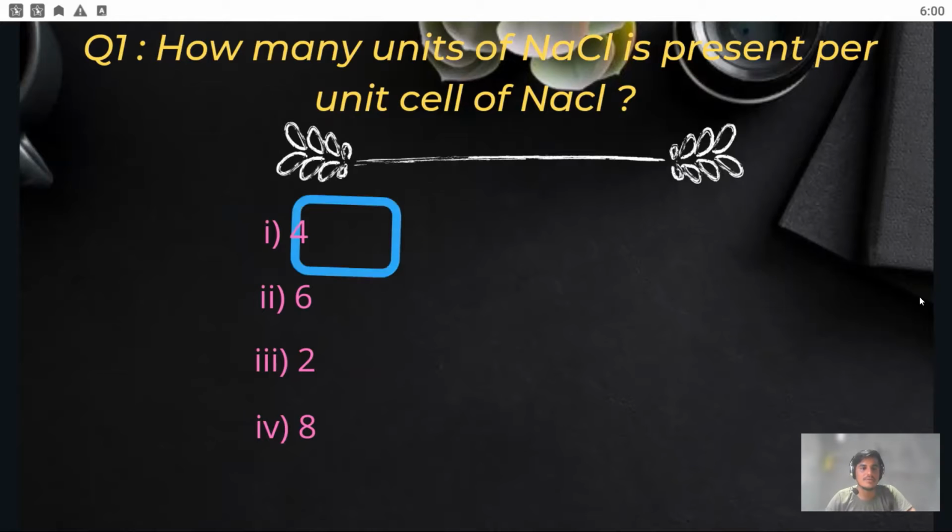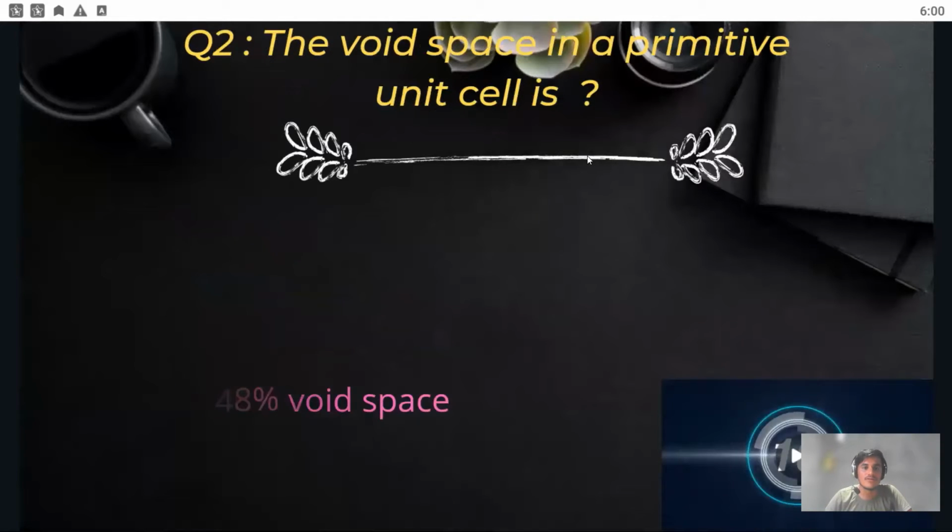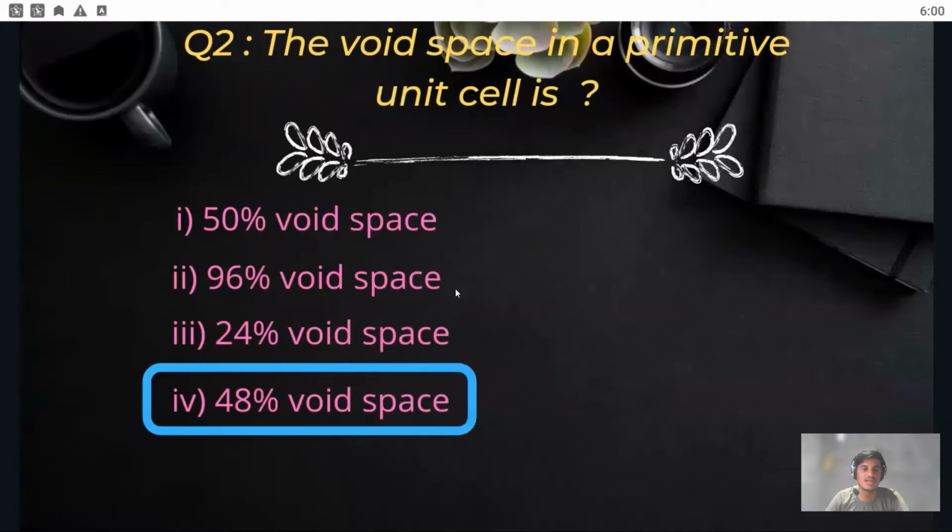Next question is the void space in a primitive unit cell. Here it is quite simple, because a equals 2R, the volume of a cube is (2R) whole cube, which is 8R cube. The packing efficiency will be 0.52, so the void space is 48%, which is the correct answer.